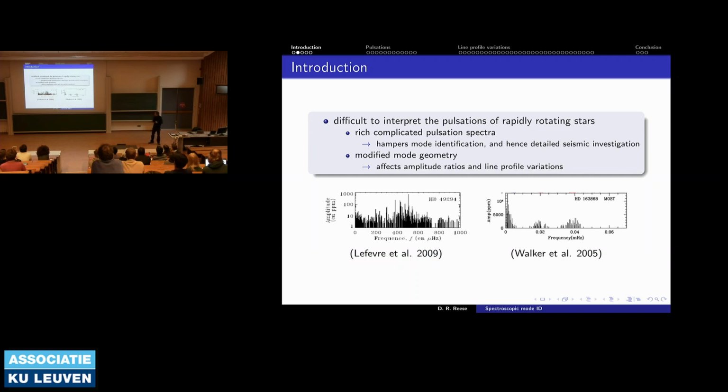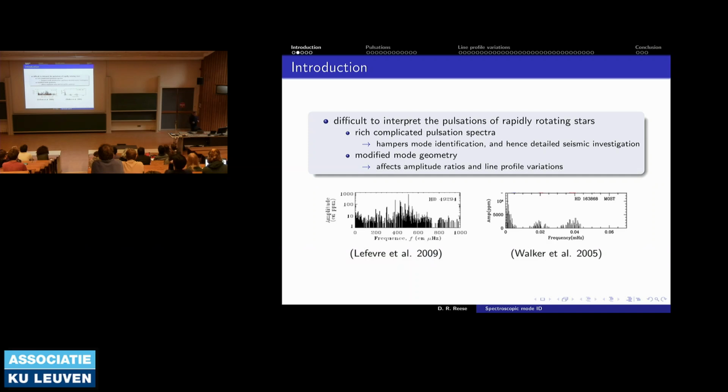But it turns out that it's difficult to interpret the pulsation spectra of rapidly rotating stars, and there are several reasons for this. First of all, the pulsation spectra of rapidly rotating stars are complicated. I'll explain this a bit more in the following section, but basically you have a whole mixture of different pulsation modes, and we just don't know how to identify them.